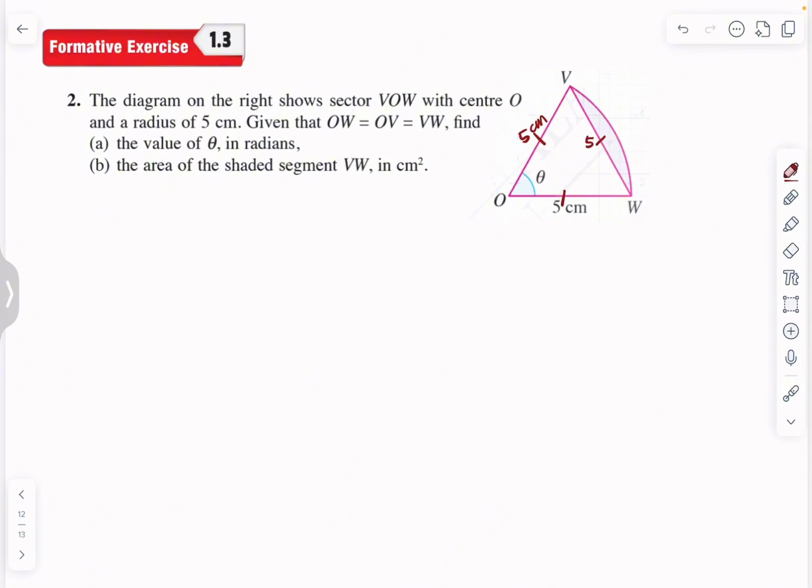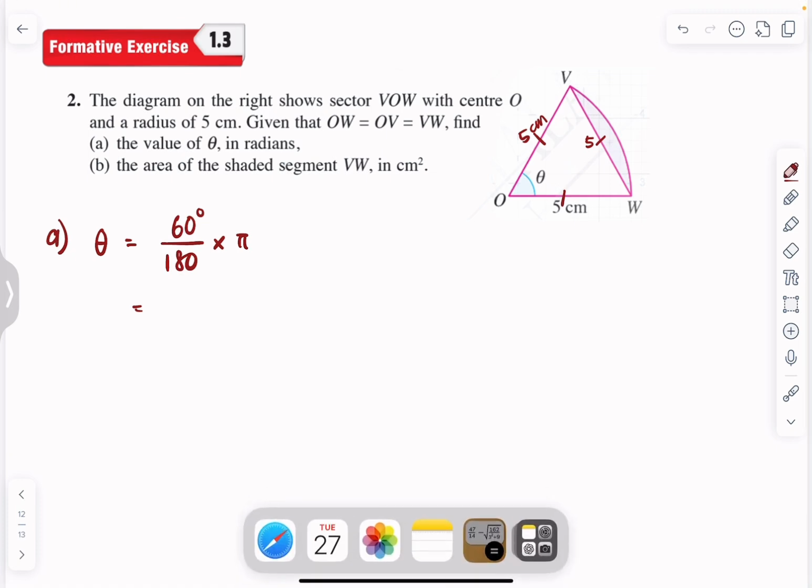Find the value of theta in radians. For an equilateral triangle, you must know the angle will be 60, 60, 60. So we just change 60 degrees to radians. Let's write the theta first, subject first: 60 over 180 times pi. We know it's 60 degrees because it is an equilateral triangle, and converting to radians, this is the formula: angle divided by 180 times pi.